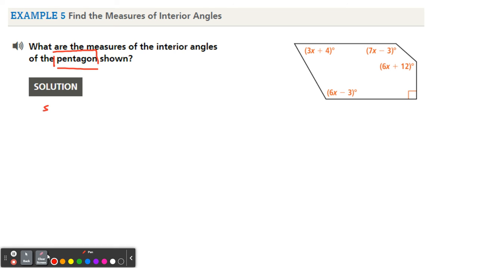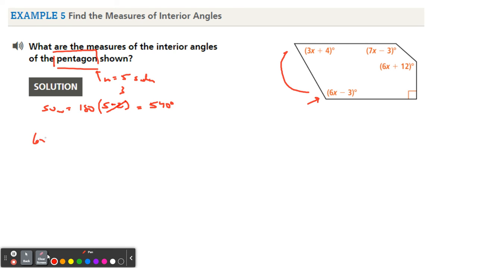So for a pentagon, the sum is going to be 180 times 5 minus 2, right? A pentagon has 5 sides. So this is 180 times 3, which is again 540. So we're going to take all of these angles and add them together to get 540. So I'll start right here. And I'll go around in a circle like that.